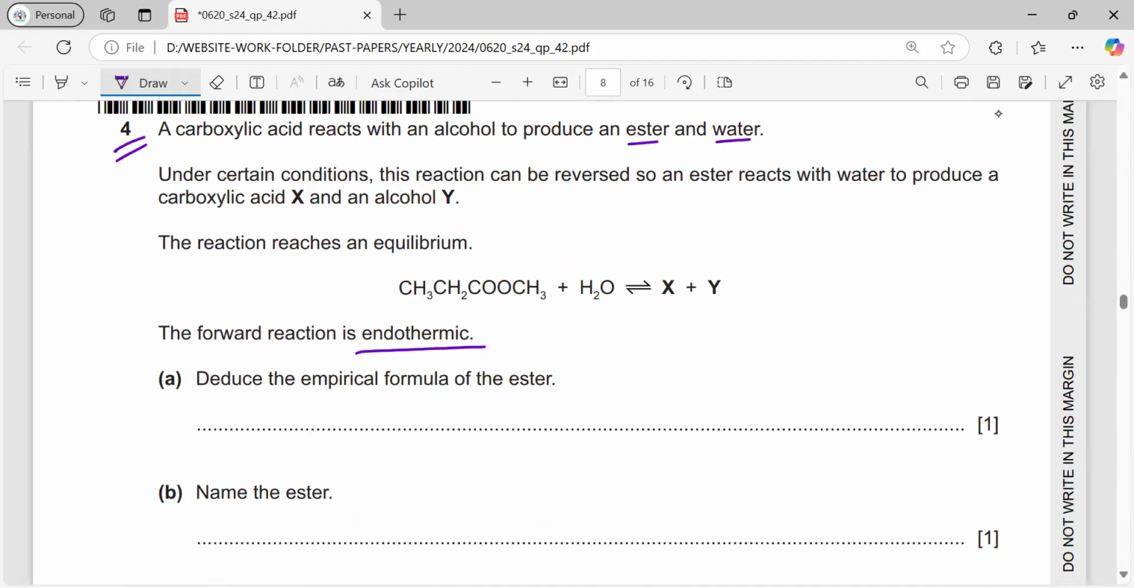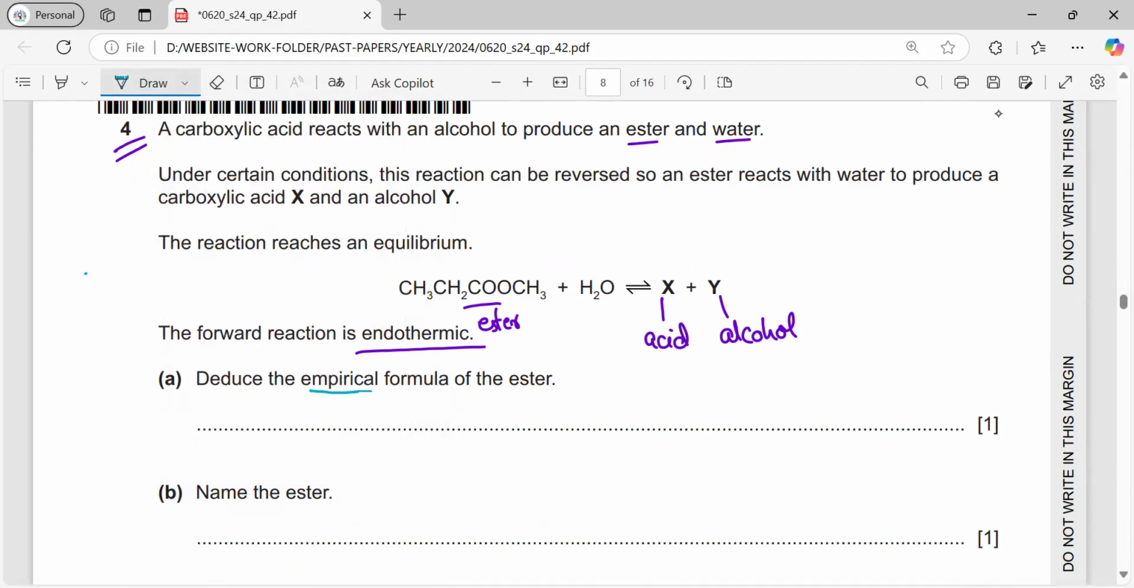So as you can see in this reaction, this is ester CH3CH2COOCH3. This is the formula of an ester. It reacts with water to form X and Y. Now, X is a carboxylic acid and Y is an alcohol. The question is, deduce the empirical formula of this ester.